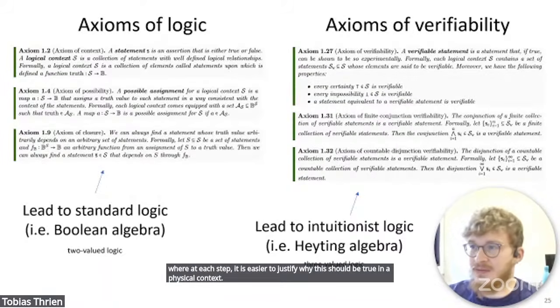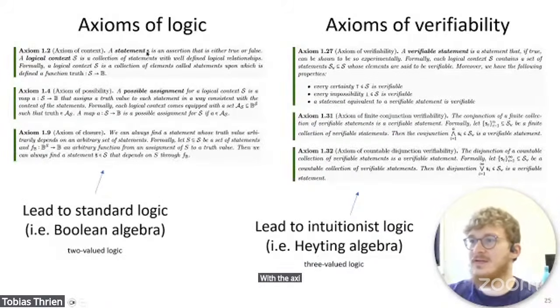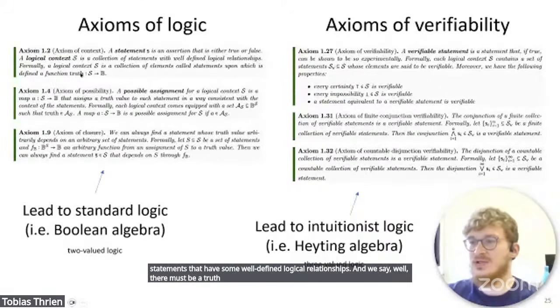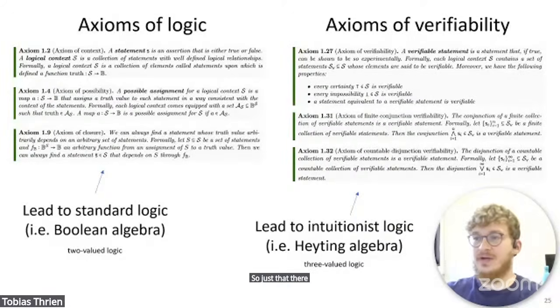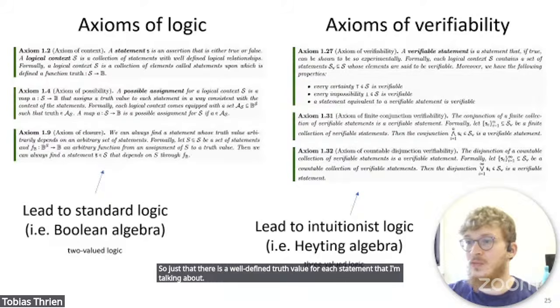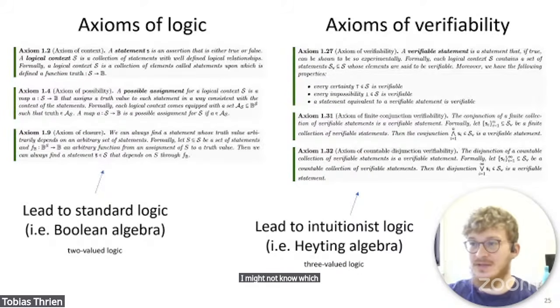So, for example, we start with the axiom of a logical context, which is basically just a collection of statements that have some well-defined logical relationships. And we say, well, there must be a truth function that for each statement assigns it a truth value. So just that there is a well-defined truth value for each statement that I'm talking about. I might not know what the truth function is, but there is one.